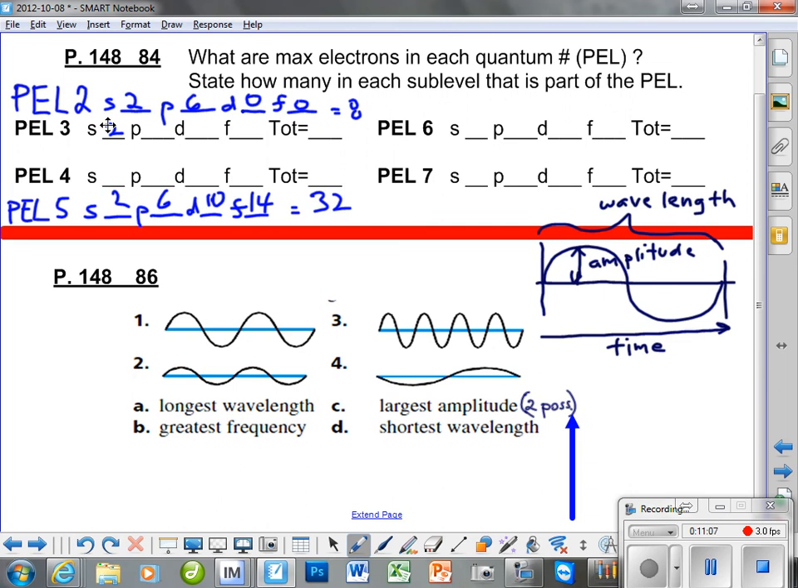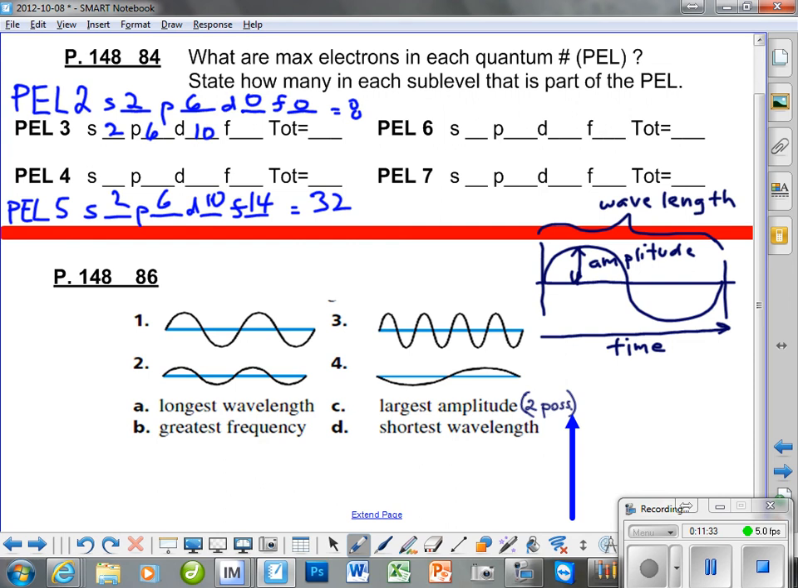We're going to do that together. How many are going to be in the P? 6. It's always the same, yes. Okay. All right, how many do we have in the D? 10. Yes. And do we have an F? Is there a 3F? 0.